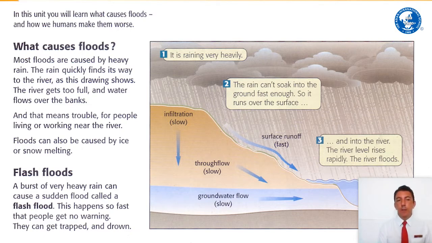It's not just heavy rain, floods can also be caused by melting ice or snow. Flash flood means a burst of heavy rain that causes a sudden flood. So it happens quickly, suddenly, so we call it a flash flood. This happens so fast that people get no warning and people can get trapped and drown.